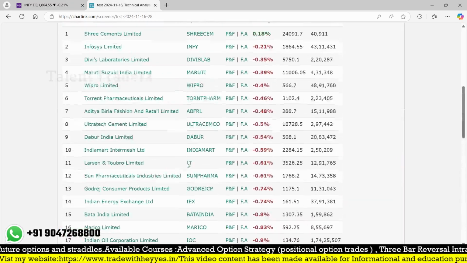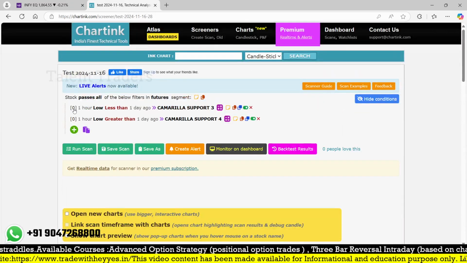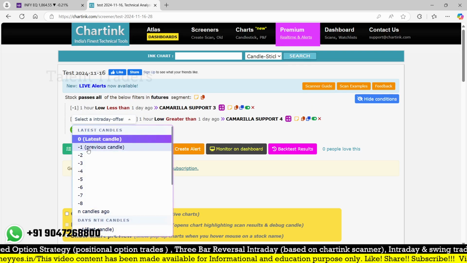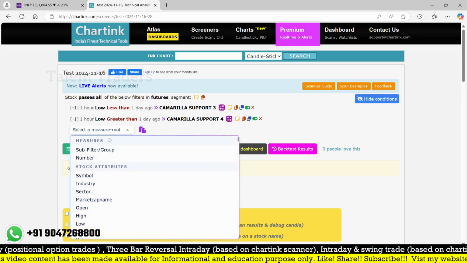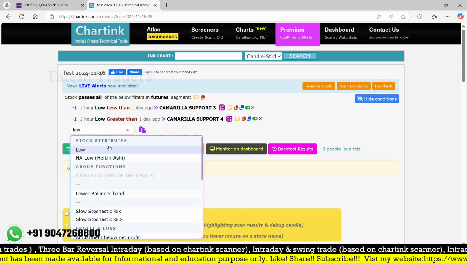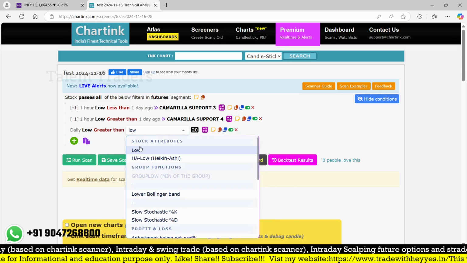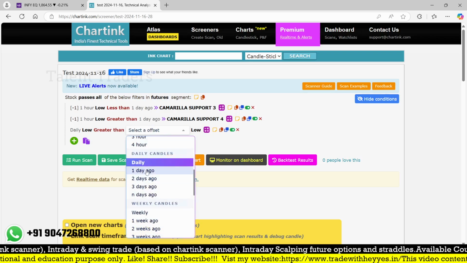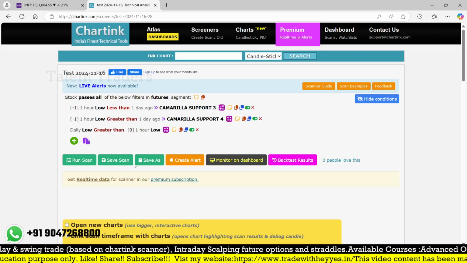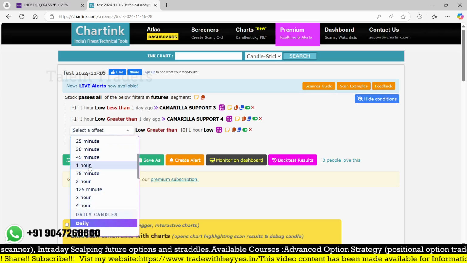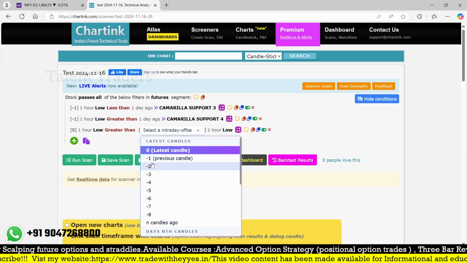And one more condition which we are going to use. This may be happening on the previous candle and the current candle low. So we have taken the low of the current candle must be greater than the low of the previous candle. If you look at this, it looks like a swing, where we find a swing opportunity at the lower level. So we are using the 1 hour time frame on both sides, but with -1 candle.